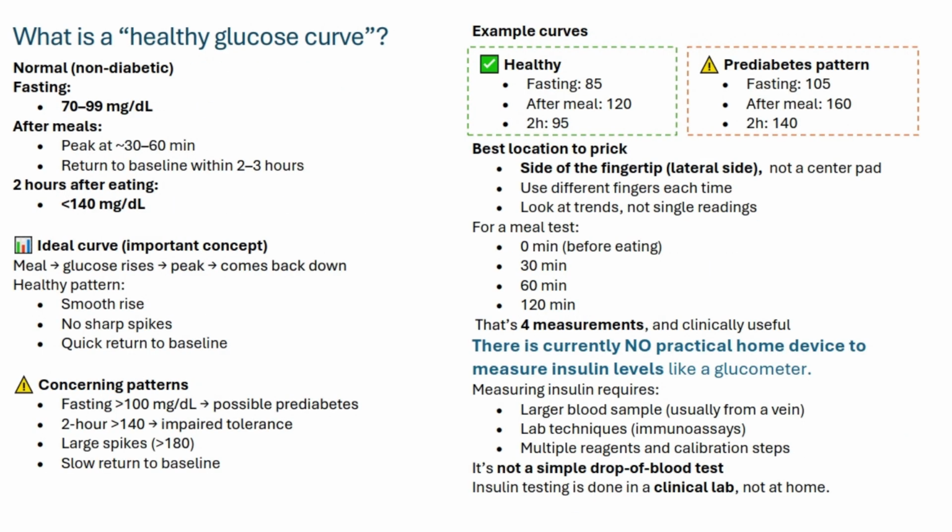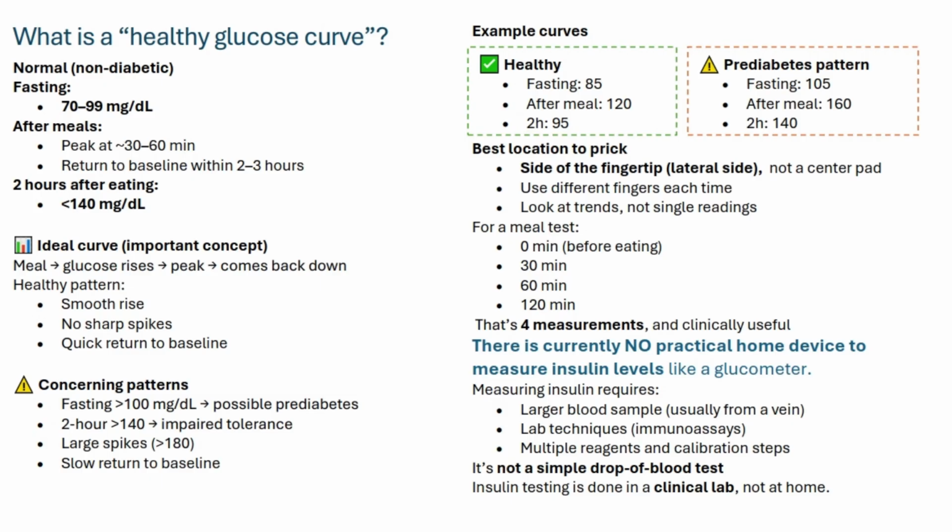A healthy glucose curve is characterized by specific fasting and post-meal glucose levels. For non-diabetic individuals, fasting glucose should range from 70 to 99 milligrams per deciliter, with post-meal peaks occurring around 30 to 60 minutes after eating and returning to baseline within 2 to 3 hours. 2 hours after eating, glucose levels should be below 140 milligrams per deciliter. An ideal glucose curve shows a smooth rise after meals without sharp spikes and a quick return to baseline.